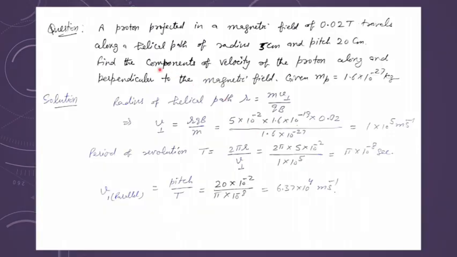Next question for you is, a proton is projected in a magnetic field of 0.02 Tesla, which is traveling along a helical path of radius 5 centimeter. Now this is when it is making some angle theta. It means theta should be given. If they are not giving theta, of course for this I can write V2 or V perpendicular component, and I can find the V perpendicular component, because they are asking to find the component of velocity along and perpendicular to the magnetic field. It means parallel to the magnetic field as well as perpendicular. Both components of velocity they are asking.